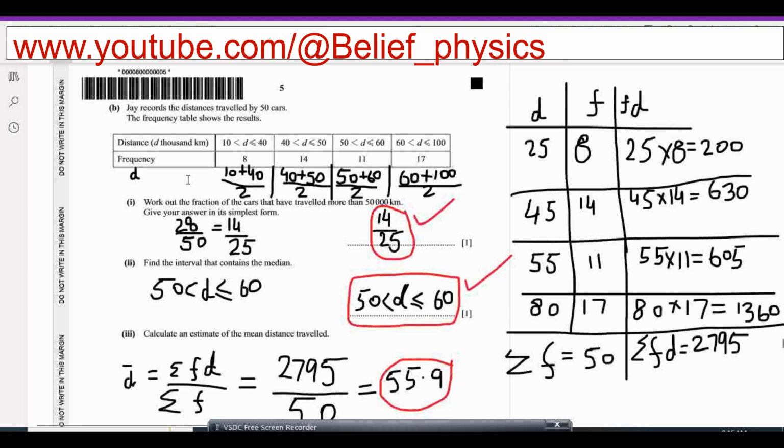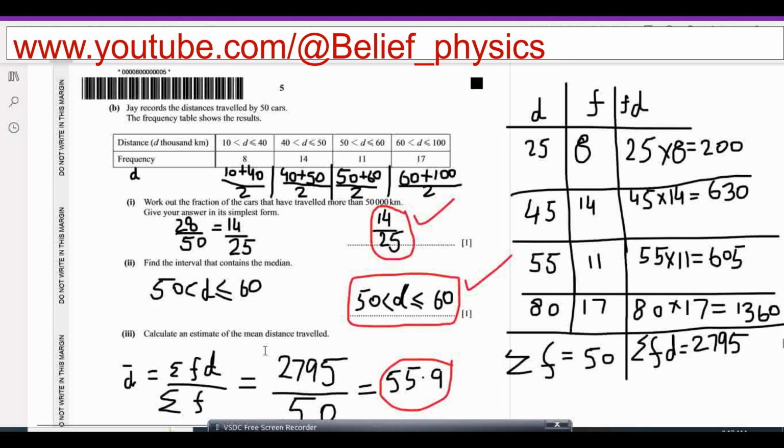Next is, find the interval that contains the median. The median should be the middle value. So 50 over 2 is 25. So 25 lies in where? 8 plus 14 is 22. 22 plus 11 is 33. So from 23 to 33 lies in this interval. So the interval that contains the median value should be 50 less than D, D less than 60. That's it. Question is, calculate the mean.